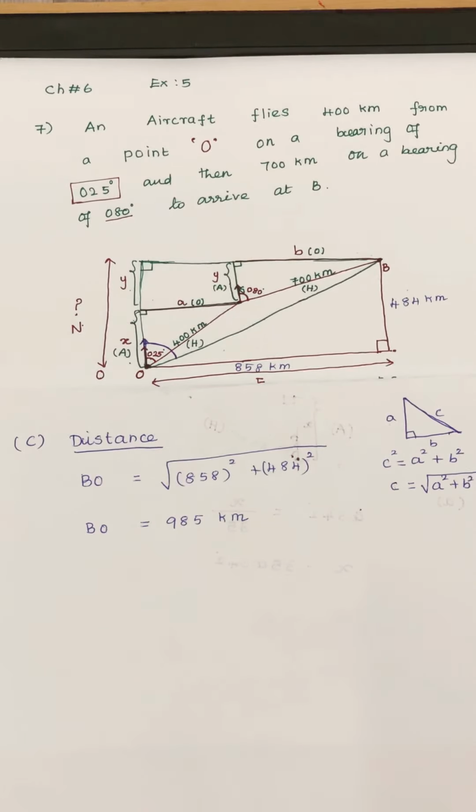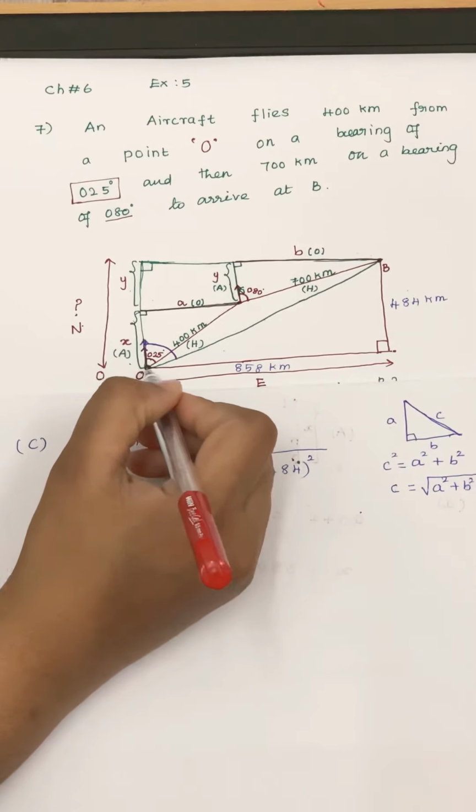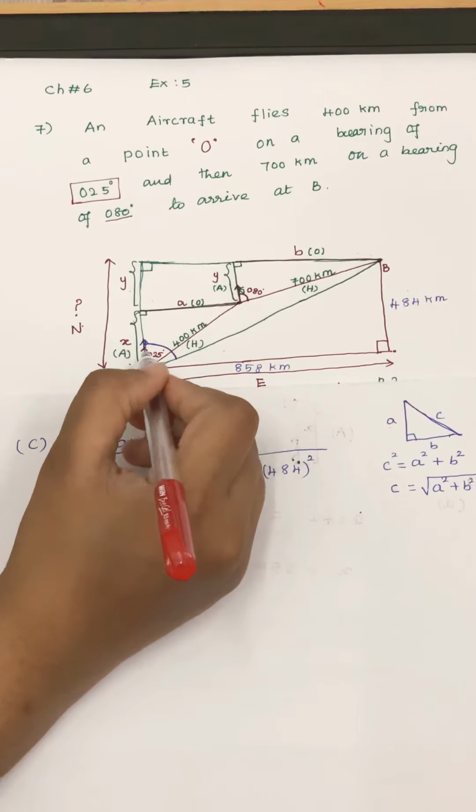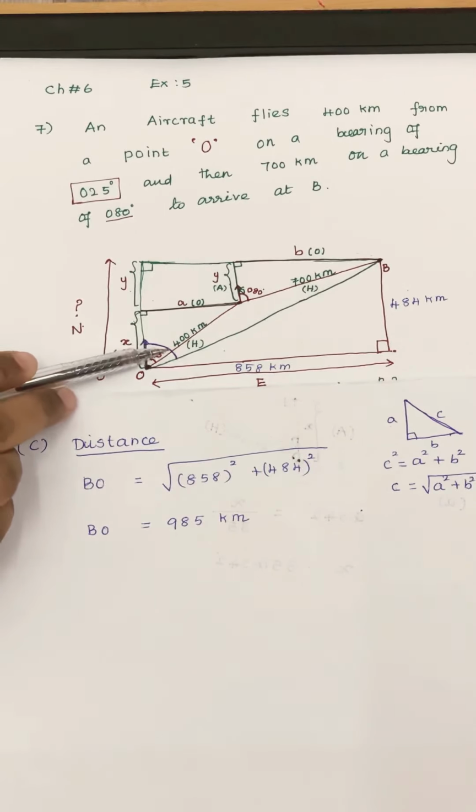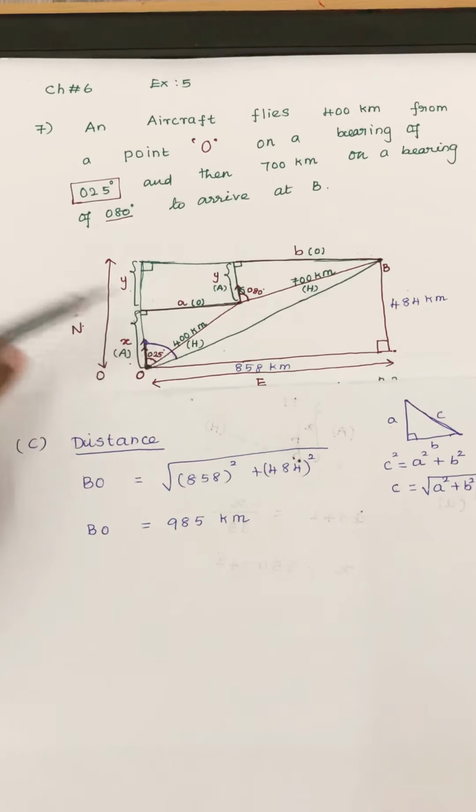So I have to find the bearing of B from O. From O means mark your point O and draw the north direction. Already the north direction is there. So start moving in the clockwise direction until the B line. I stopped here. So I have to find this angle.